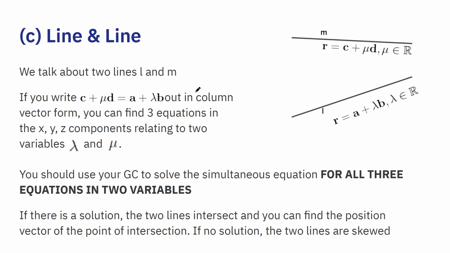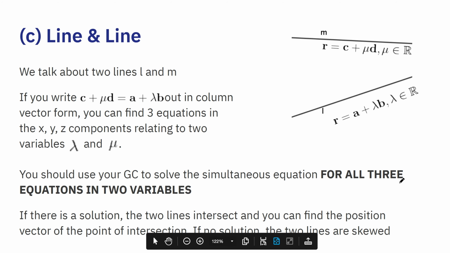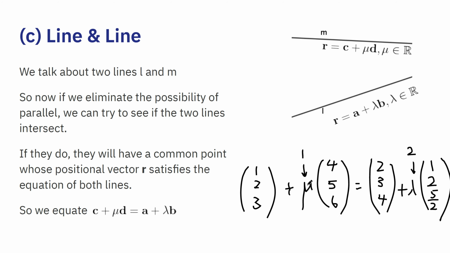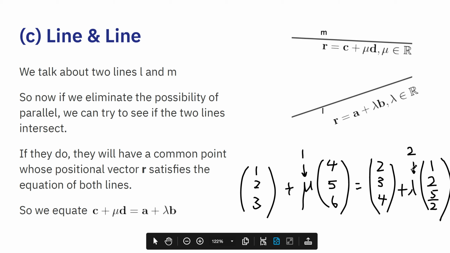Okay, so this is actually what we were talking about just now. So we use the GC to solve the simultaneous equation for all 3 equations in 2 variables, okay? It has to satisfy all 3 equations. So going back to just now that we found 2 values of mu and lambda that work, the position vector of the point of intersection would just be taking any of these and calculating the vector. So 1 plus 1 times 4 will give you 5, 2 plus 1 times 5 will give you 7, and 3 plus 1 times 6 gives you 9. So 5, 7, 9 would be the point of intersection between the 2 lines that we have here.